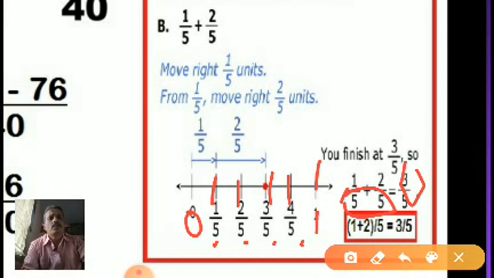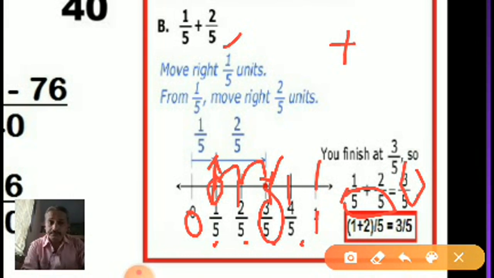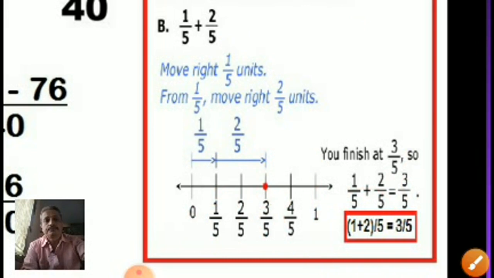First of all, what is there? 1 upon 5. I want to move to 1 upon 5. So I am here now, and then how much do I want to add? 2 upon 5. That means I want to move 2 steps. But in which direction? Addition is to the right. So I moved 1 step and 2 steps, and I reached here: 3 upon 5. That's my answer. Clear? Good.